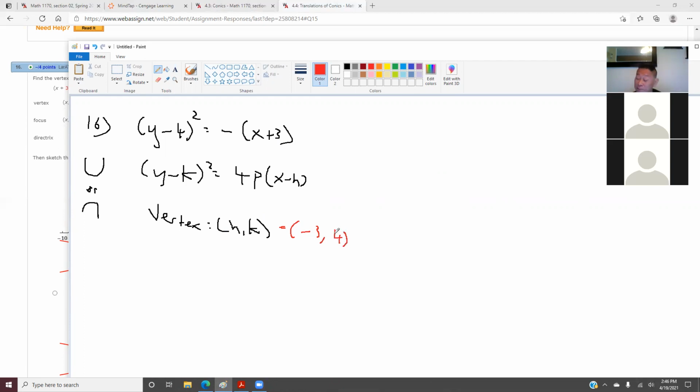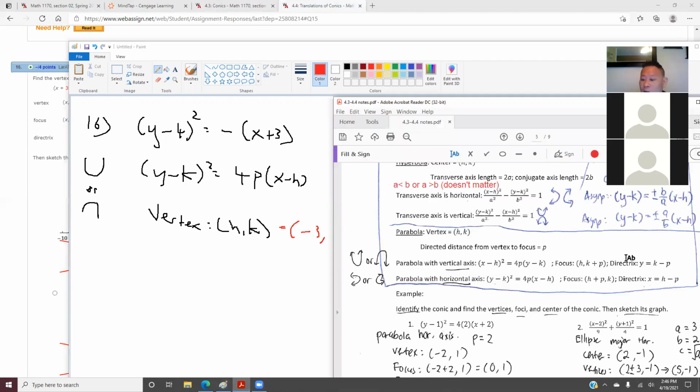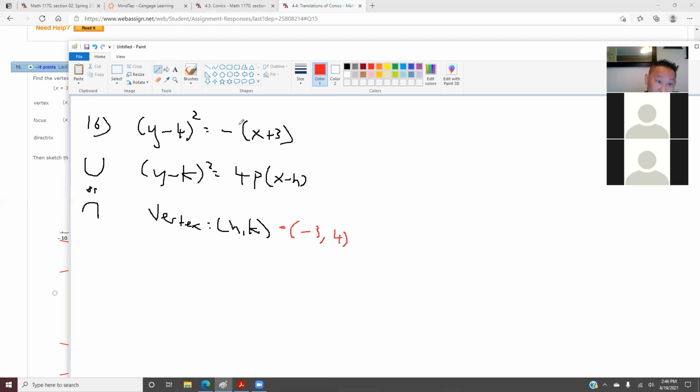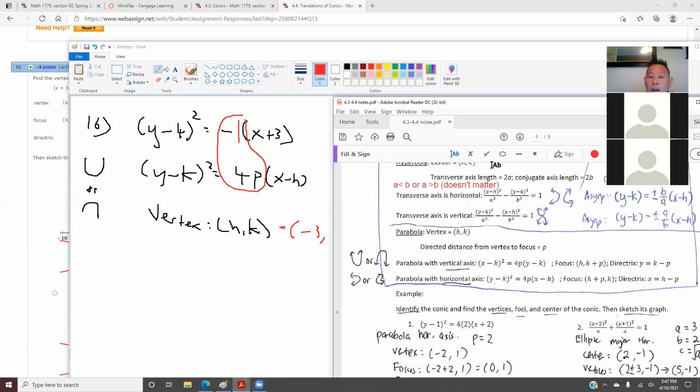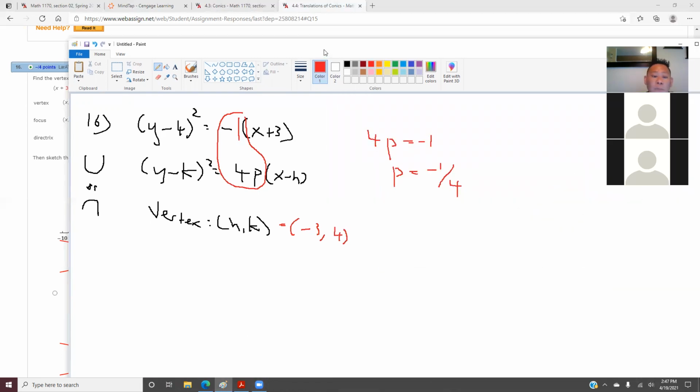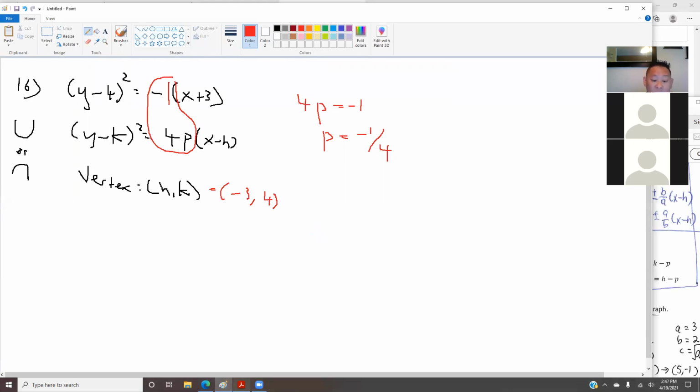Now, we always need to find p, because if you look at this equation, we got h, k and then we have p. Do you see how the p comes out? The p comes from here. Don't forget, this is -1 in here. So again, we solve this equation: 4p equals -1. So p in this case is what? -1/4.